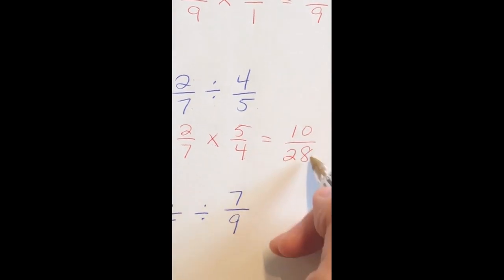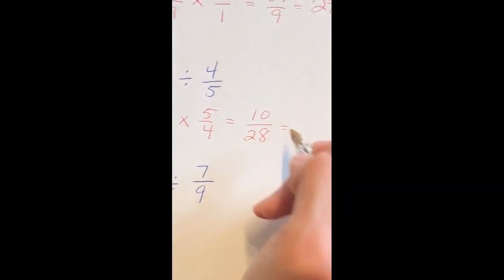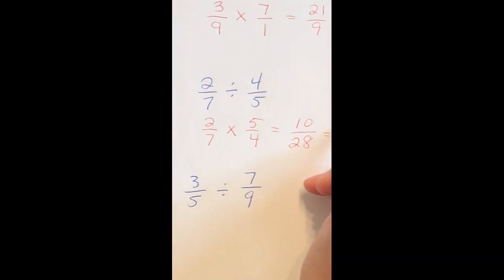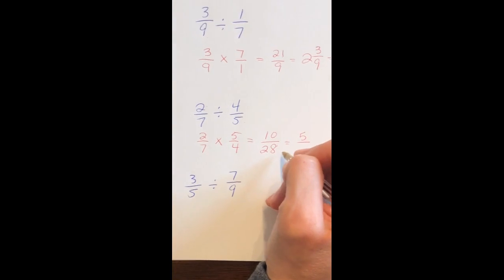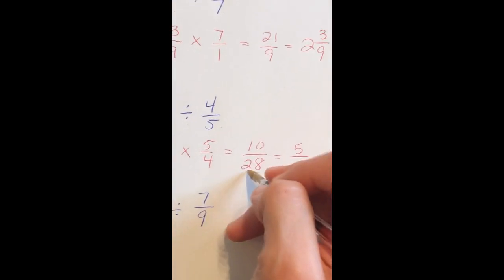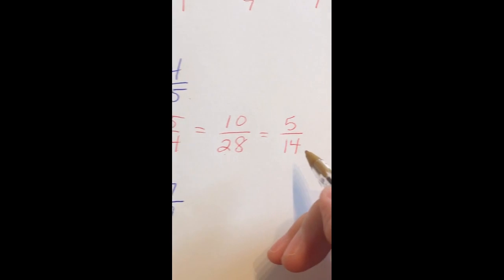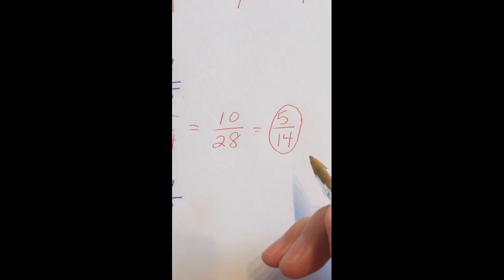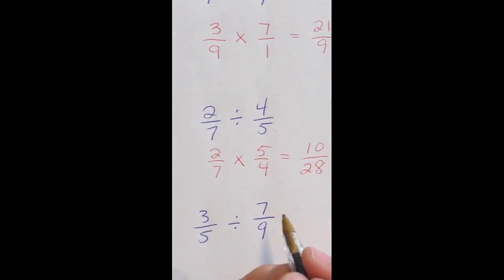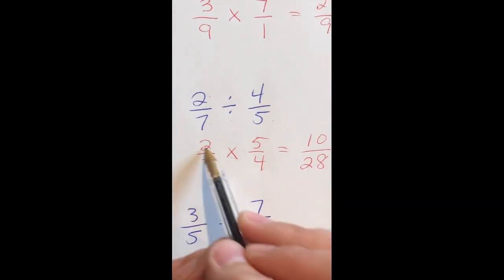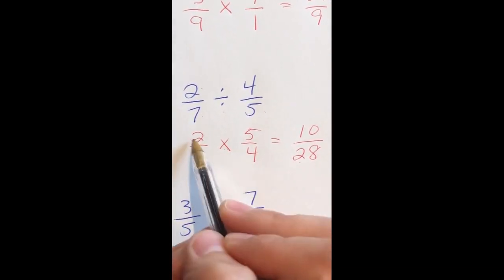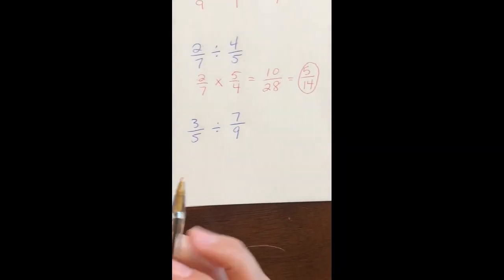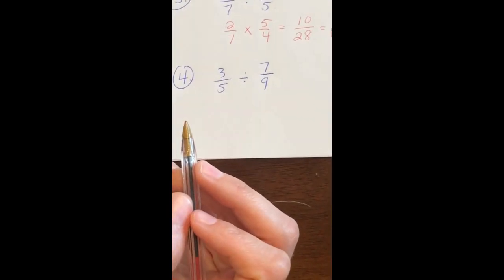Can I simplify those? Yes, I can. They're both even numbers, so I can divide them by 2. 10 divided by 2 is 5. Half of 28, so half of 8 is 4, half of 2 is 1. So the answer to number 3 is 5/14. Notice on number 3, we practice when you have larger numbers, we can cross cancel. We could have divided these both by 2 in the beginning, but the numbers are small enough that it really wasn't necessary. Let's move on to number 4.